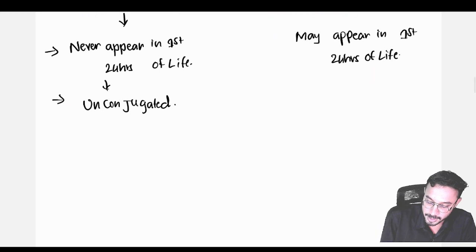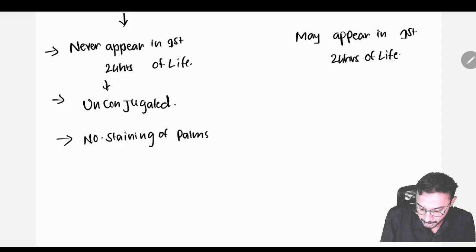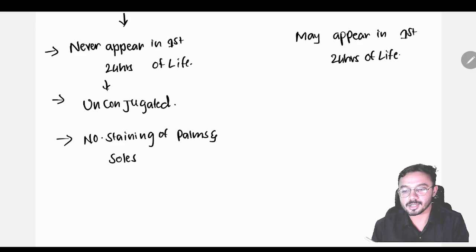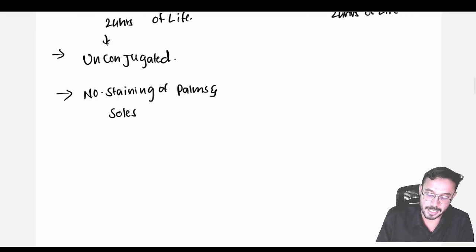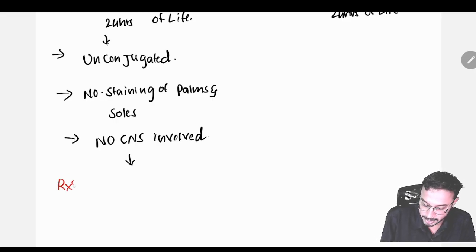So that's why there is no staining of palms and soles in this. Okay, so palms and soles are not stained in physiological jaundice. And what about the CNS? The CNS is not involved. Okay, so what is the treatment? Nothing. The treatment is self-limiting.